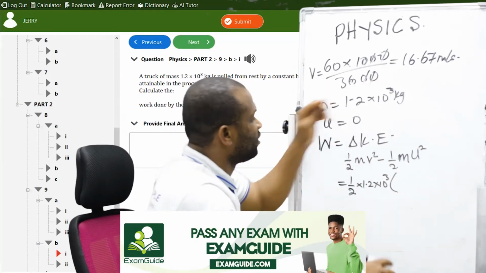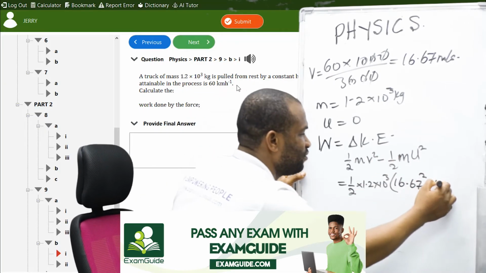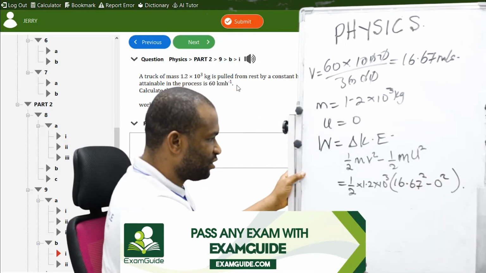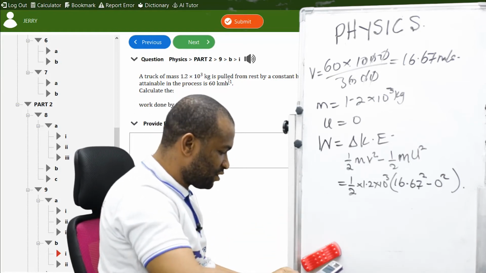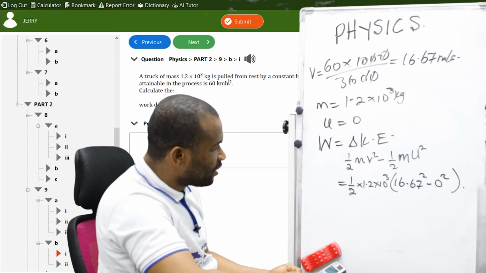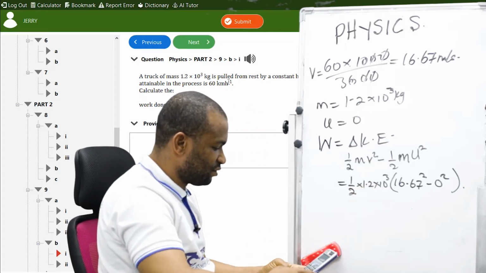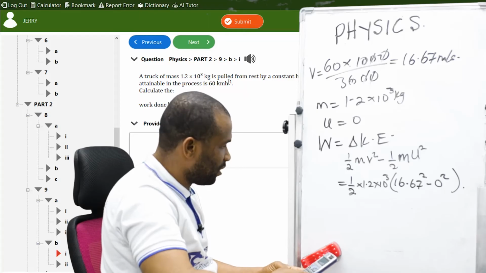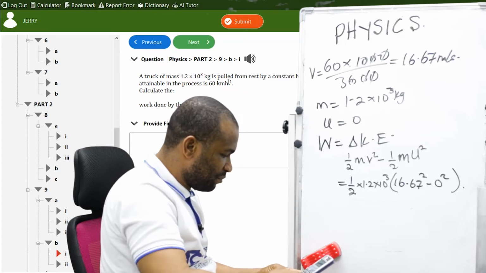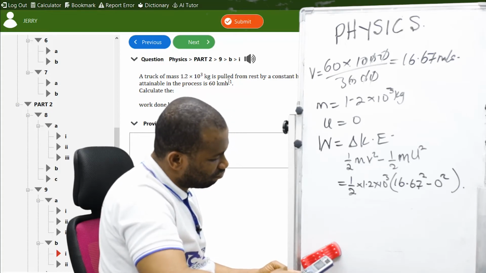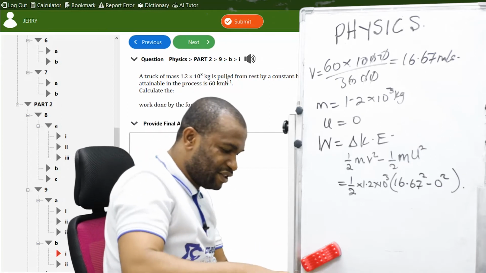V final is 16.67 all squared minus 0 squared. All right, so at this point, I'm going to just simplify this. I don't want stress. 16.67 squared times 1200, times the 2, divide by 2. Yeah, I think that's correct.